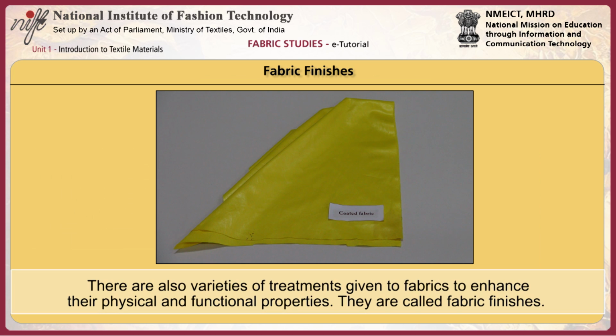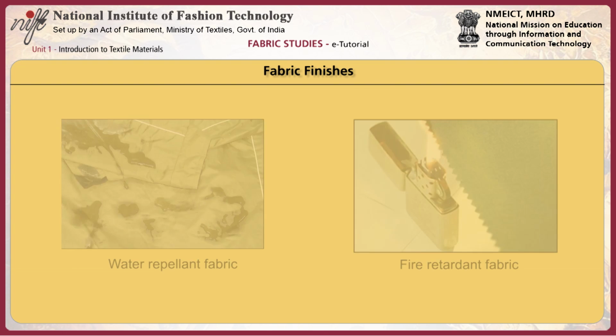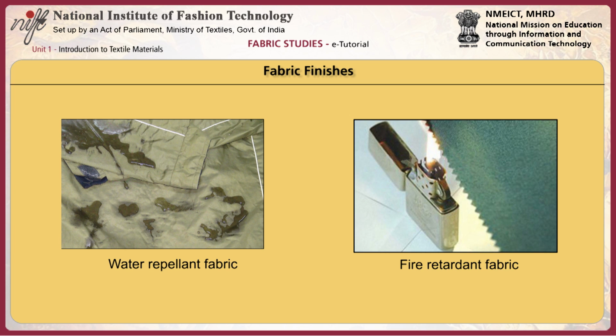There are also varieties of treatments given to fabrics to enhance the physical and functional properties. They are called fabric finishes. They may be done to impart softness, stiffness, or certain characteristics such as water repellency or fire retardancy. Understanding the basic components of a textile fabric is important to learn the durability, hand, feel, and look of the end product. The manufacturing and finishing of a textile product is a complicated process and hence requires long-term planning.